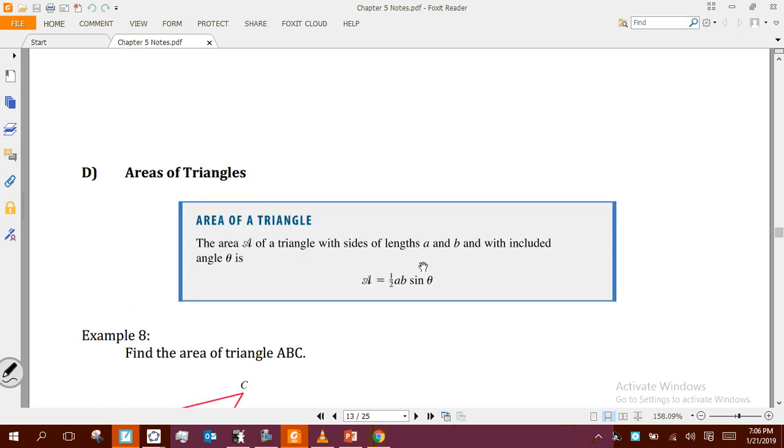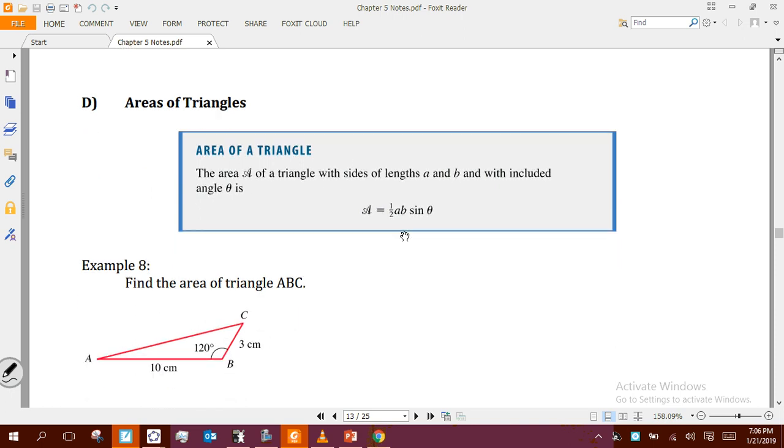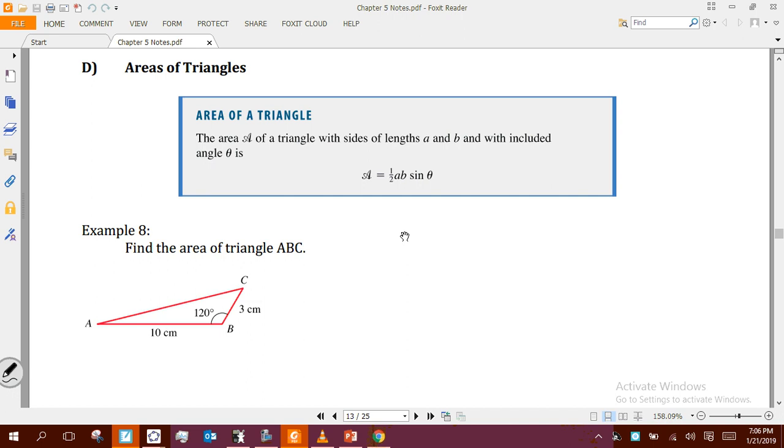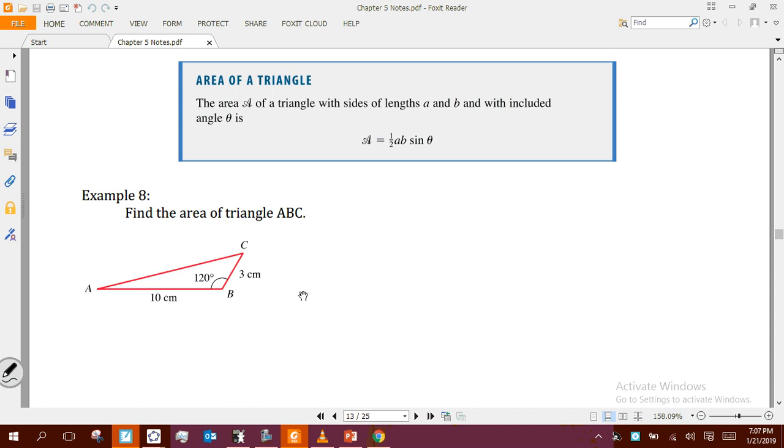This here, find the area of a triangle using side lengths A and B. This is essentially the law of sines, or helps in being able to find the area using the law of sines. Basically what it does, if you know the included angle and the two sides that sandwich that, you can find the area of a triangle by taking 1/2 that distance times that distance times the sine of that angle right there. Okay.